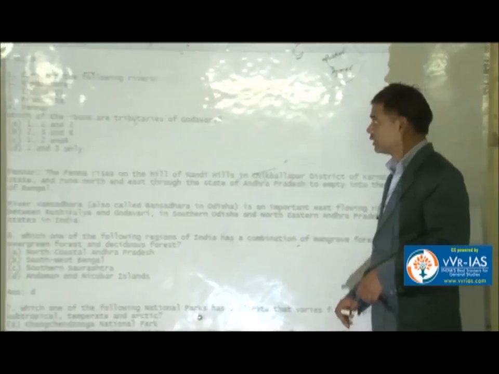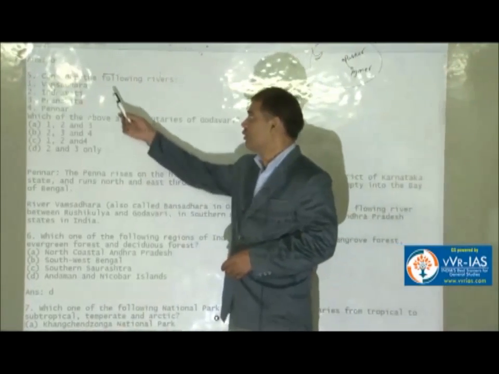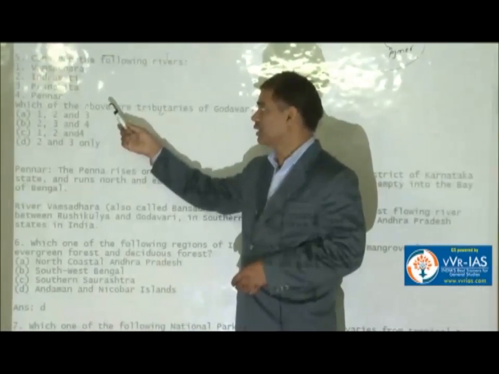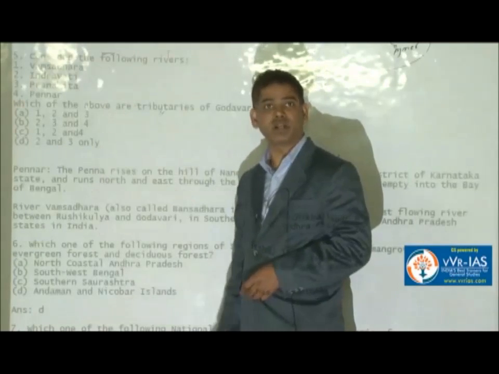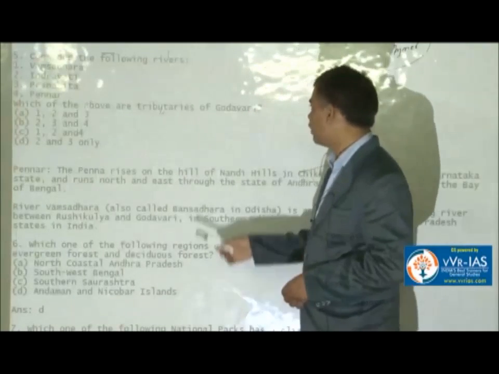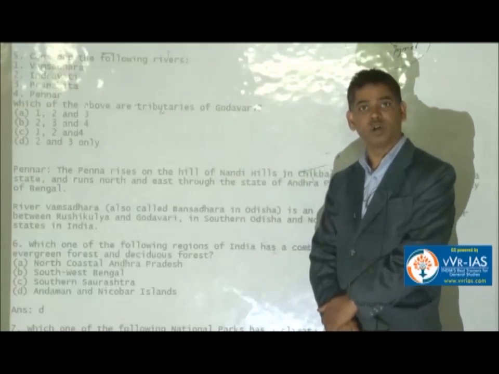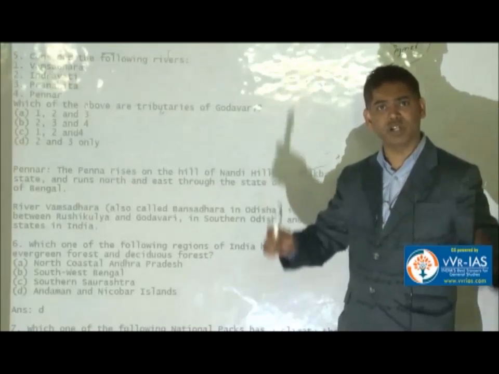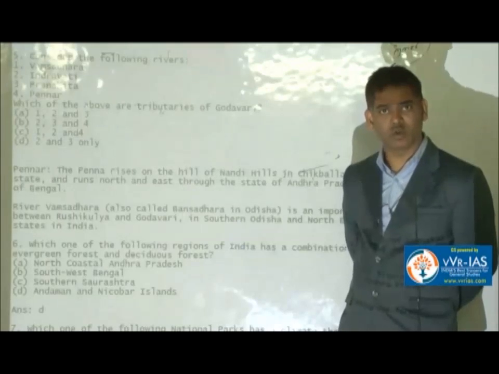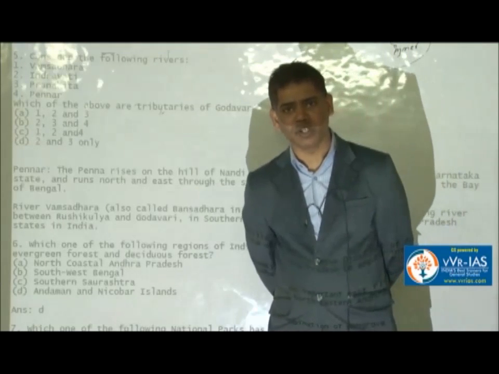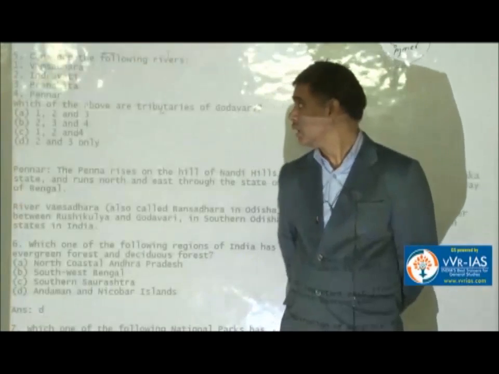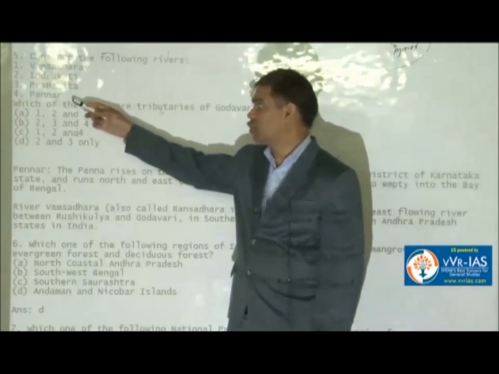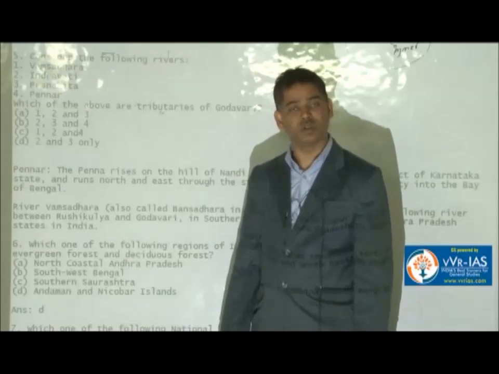Consider flowing rivers like Vamsadhara, Indravati, Pranhita, and Pennar. Which of the following are the tributaries of Godavari? Godavari is the most important river of South India. Godavari is called the Ganga of South India. There are many tributaries of the Godavari. The first and the fourth are not tributaries of the Godavari.